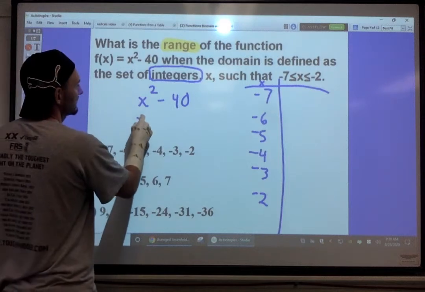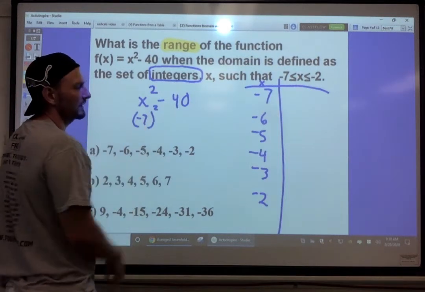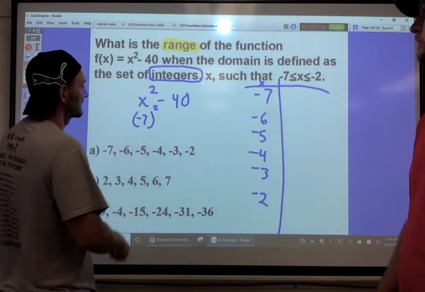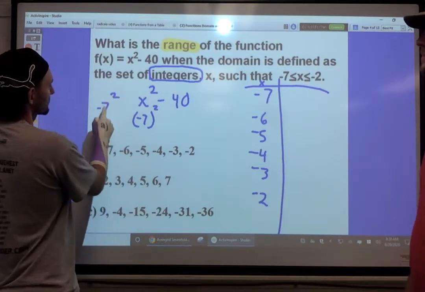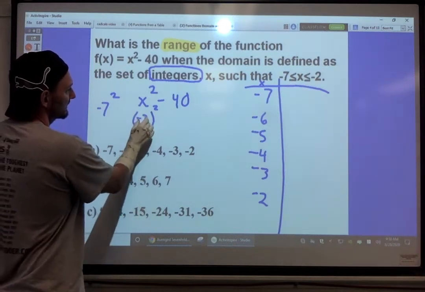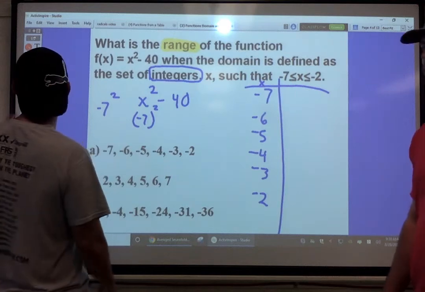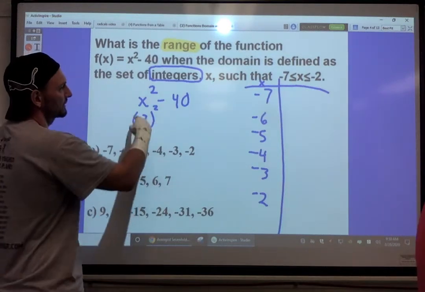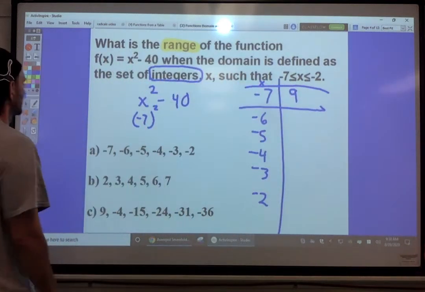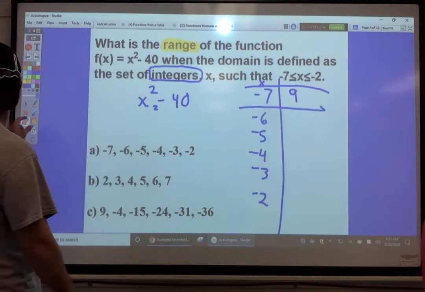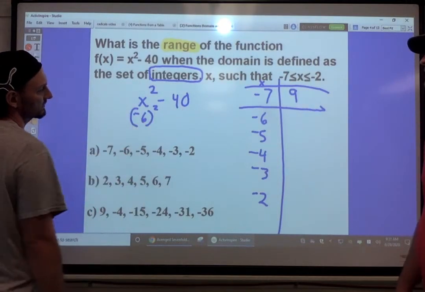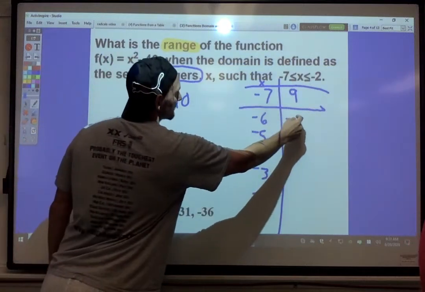So -7 squared. If you type that in a calculator without parentheses, it's going to mess you up, because your calculator is going to square the 7, then put the negative. This means -7 times -7. So that's 49. 49 minus 40 is 9. So then we just keep doing that. Now we put a -6 in there and square it. 36 minus 40 is -4.